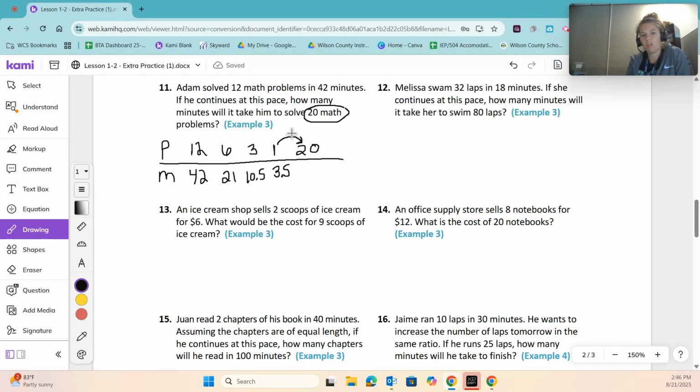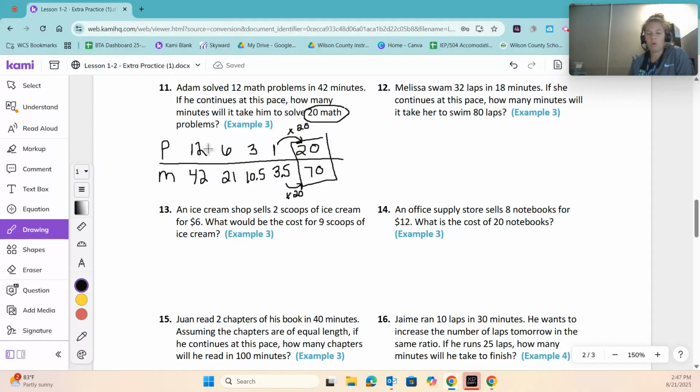I am going to multiply that. Remember our scaling up where we can multiply by the number we're looking for? I'm going to do the same thing here. I'm going to multiply by 20 to figure this out. And 3.5 times 20 is 70. It's going to take him 70 minutes, an hour and 10 minutes to solve 20 math problems. Okay, so we had to do some scaling down and some scaling up.